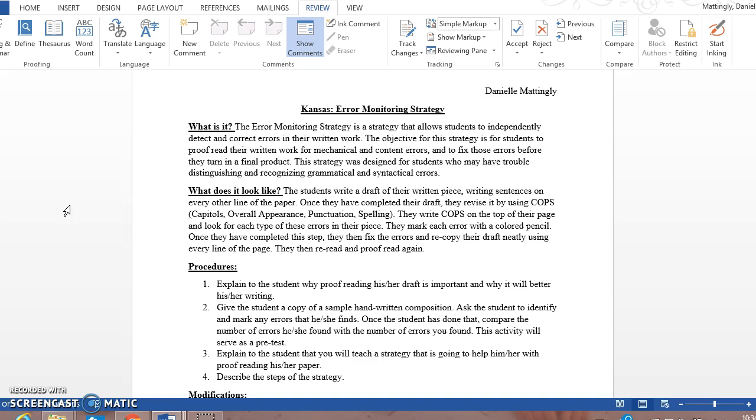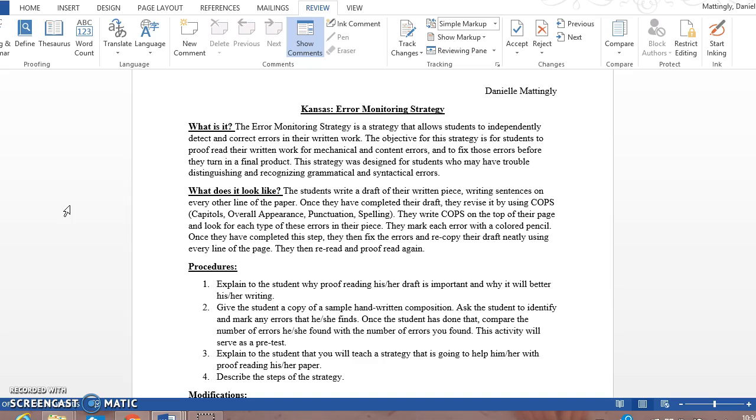So the steps to this strategy are that the students write a draft of their written piece, but when they write their first draft, you want them to write their sentences on every other line of the paper. You want them to do this so that there is a space in between each sentence. So once they go over it and they're revising it to do their editing, they have room to mark those errors and fix any errors that they may have.